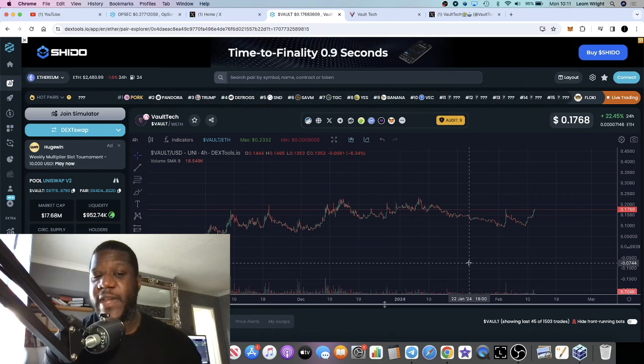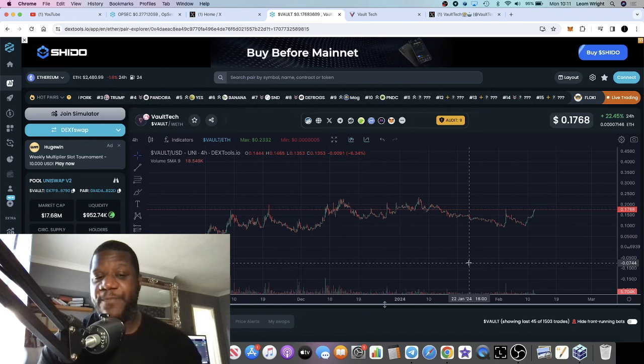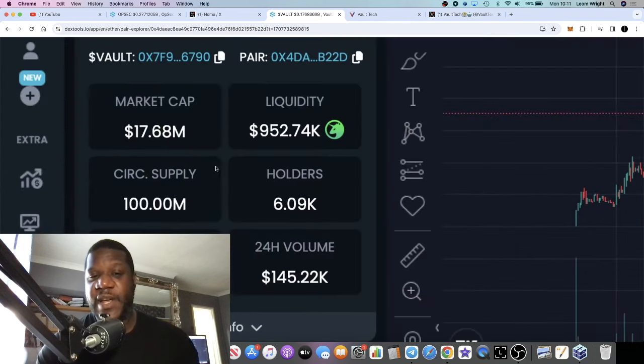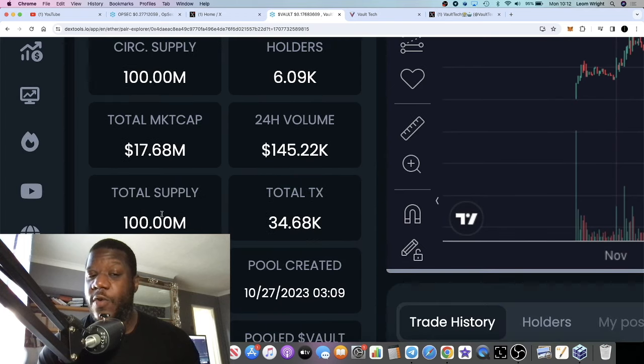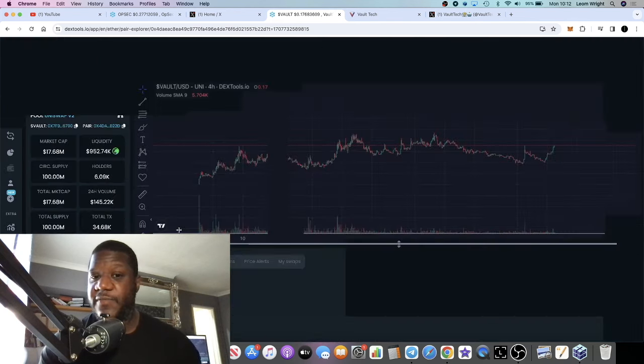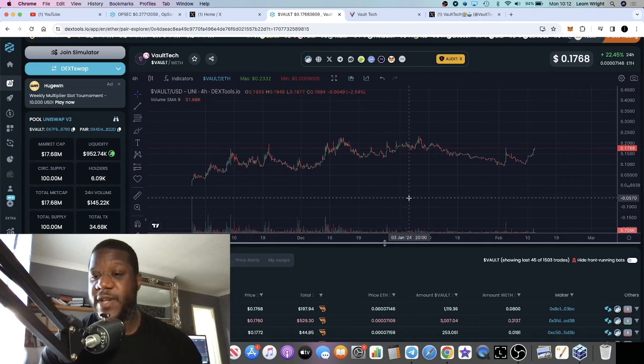Bitcoin sitting at like 48k, with this one, 6,000 holders, almost $1 million in liquidity, 17 million in market cap. Circulating supply is 100 million tokens. That's the whole of the supply which is circulating. So it's very good tokenomics from where we're sitting right now. I think that this one has huge potential.